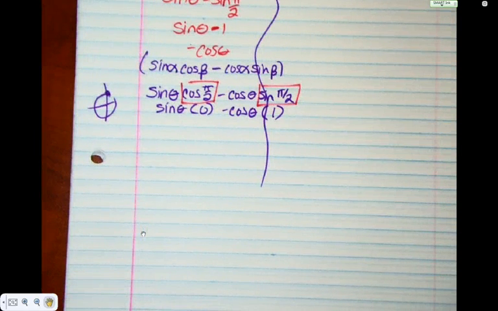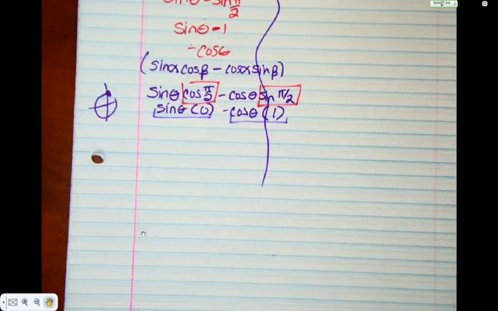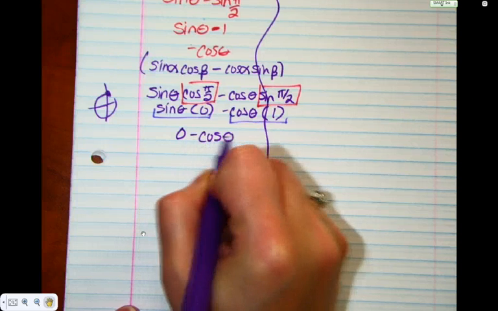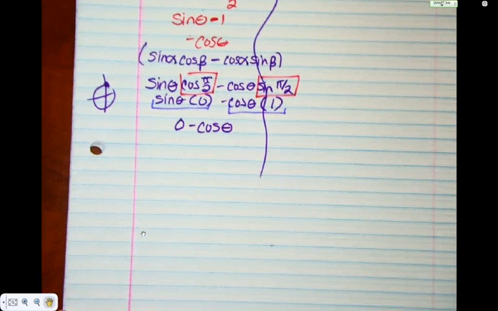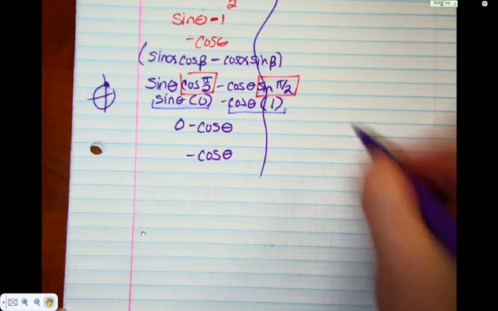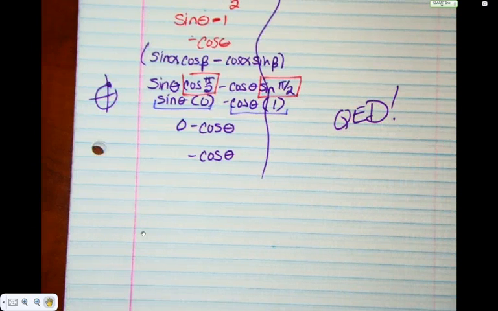I've got a multiplying, and then a subtraction, and then a multiplying. What do I have to do first? The multiplying. Sine times 0. Minus cos times 1. What's 0 minus cos? What do we see?